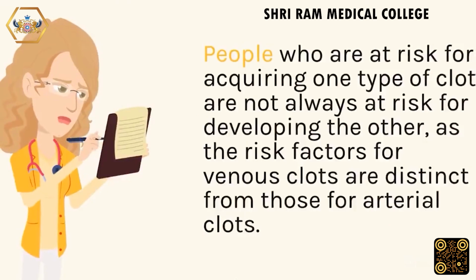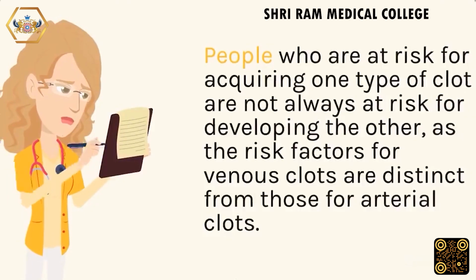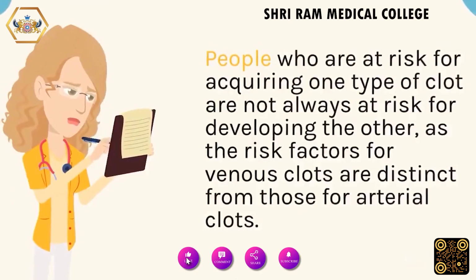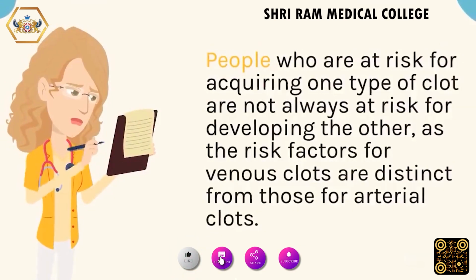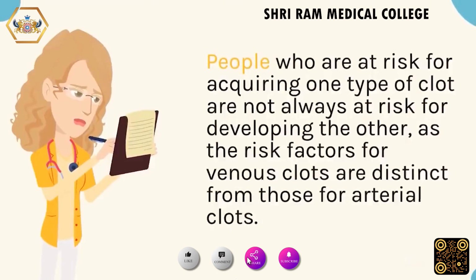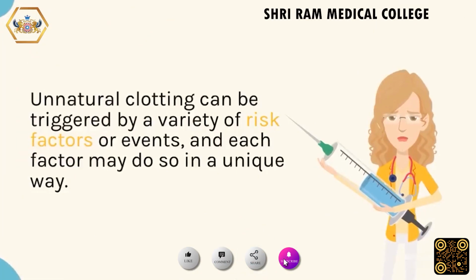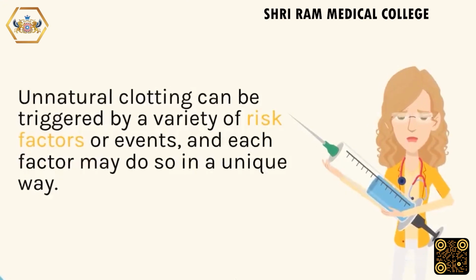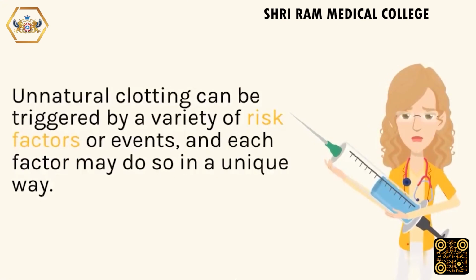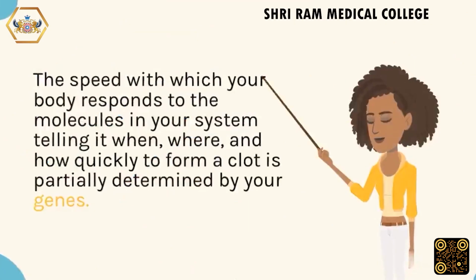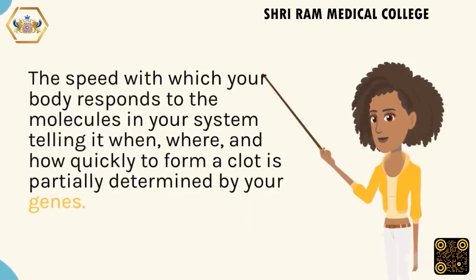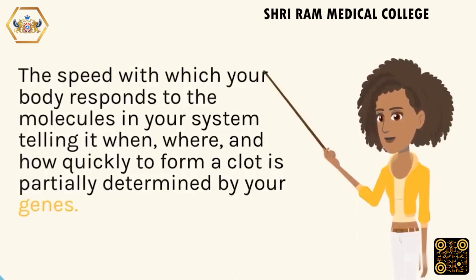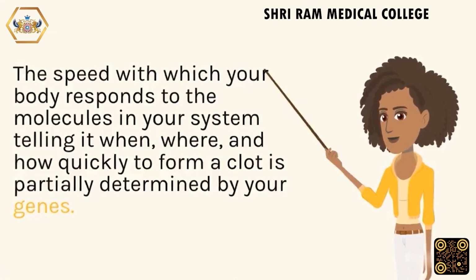People who are at risk for acquiring one type of clot are not always at risk for developing the other, as the risk factors for venous clots are distinct from those for arterial clots. Unnatural clotting can be triggered by a variety of risk factors or events, and each factor may do so in a unique way. The speed with which your body responds to the molecules in your system telling it when, where, and how quickly to form a clot is partially determined by your genes.